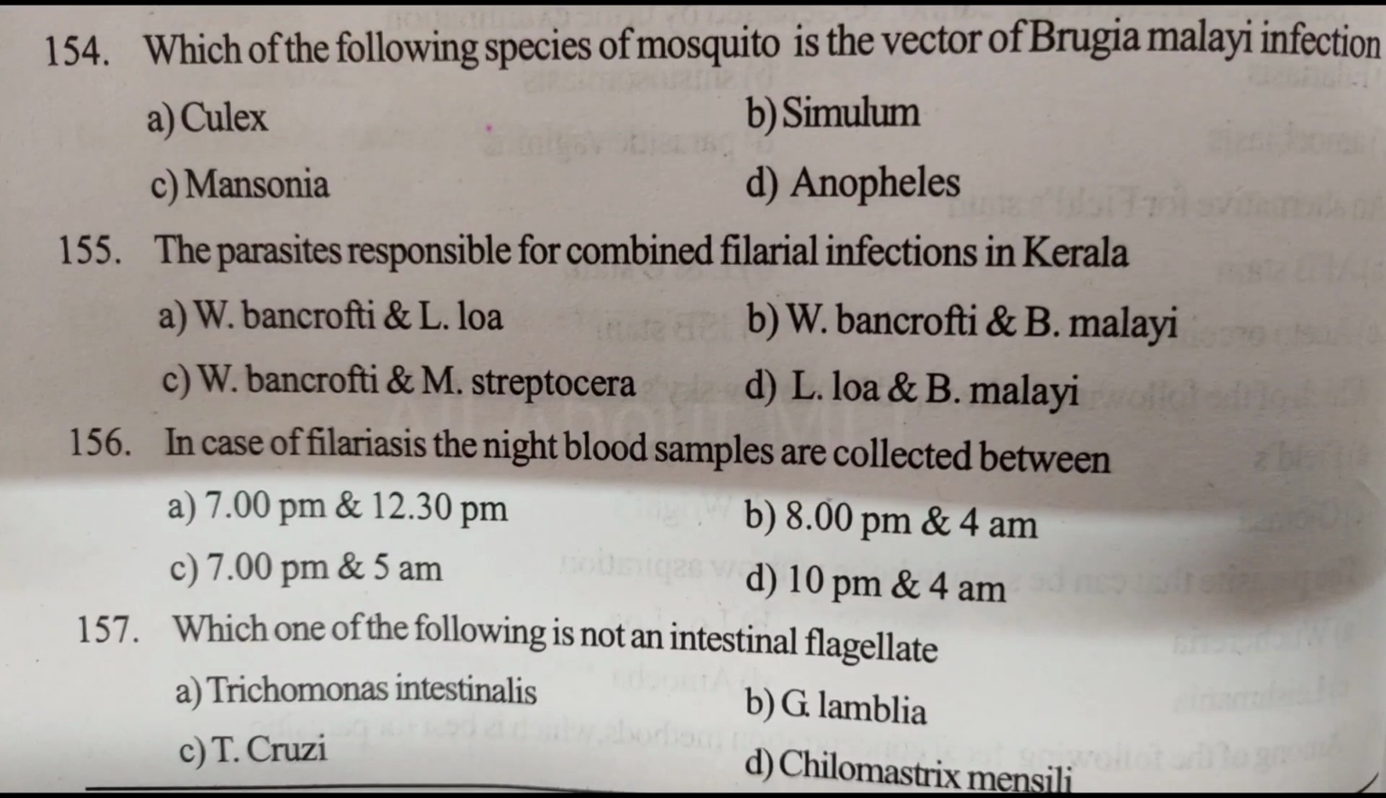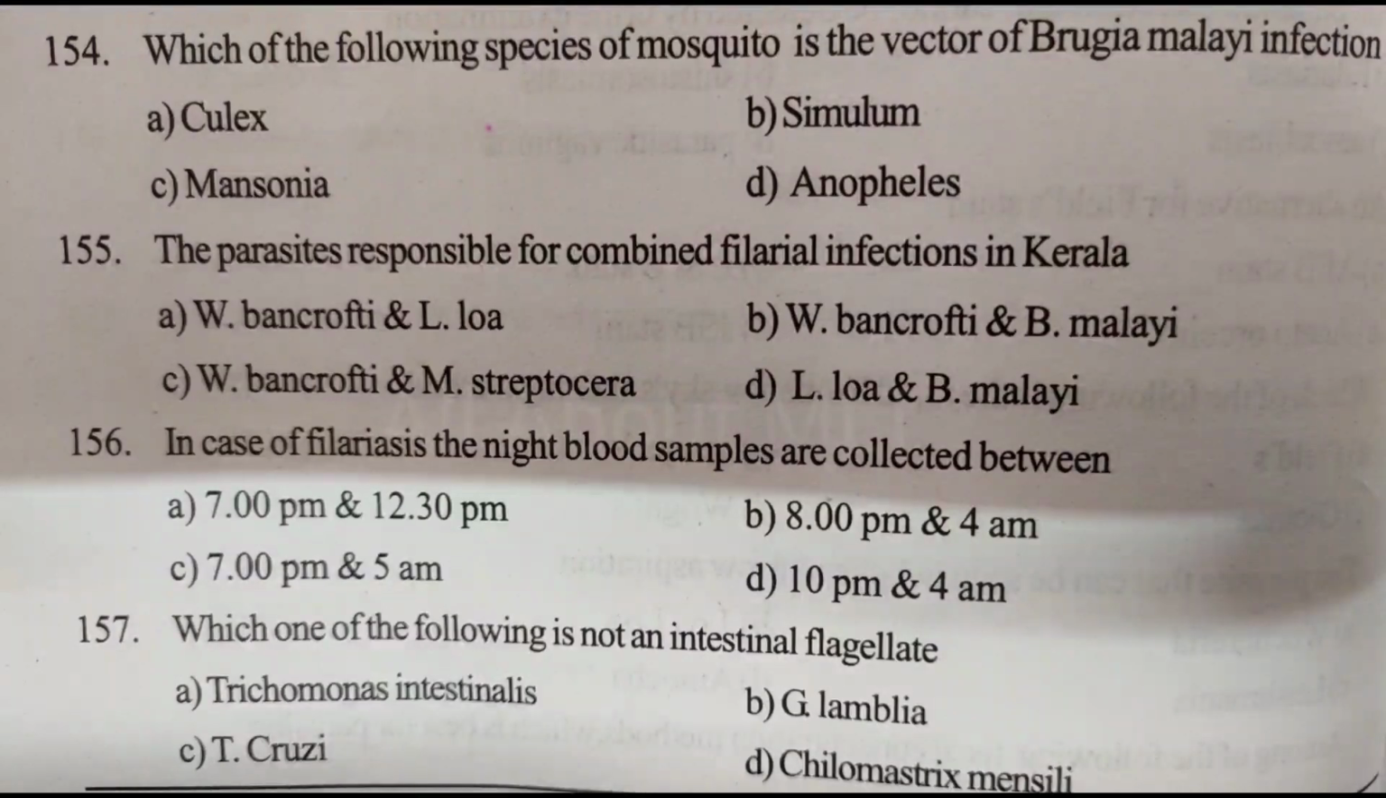The parasites responsible for combined filarial infections in Kerala. Option A, W. bancrofti and Loa loa. Option B, Wuchereria bancrofti and Brugia malayi. Option C, Wuchereria bancrofti and Mansonella streptocerca. Option D, Loa loa and Brugia malayi. Answer is option B, Wuchereria bancrofti and B. malayi.